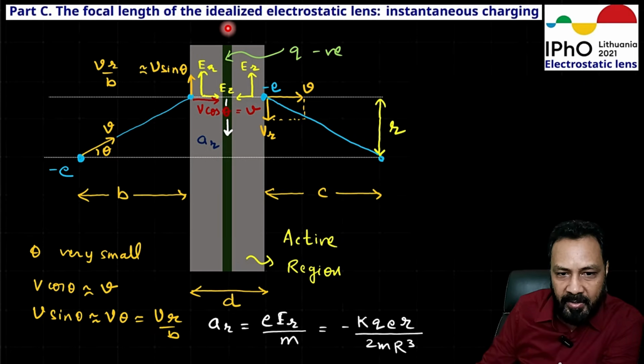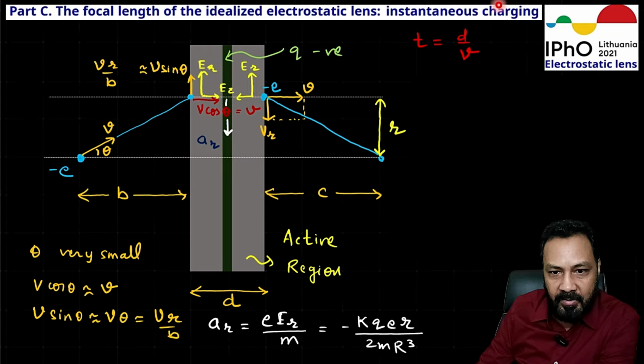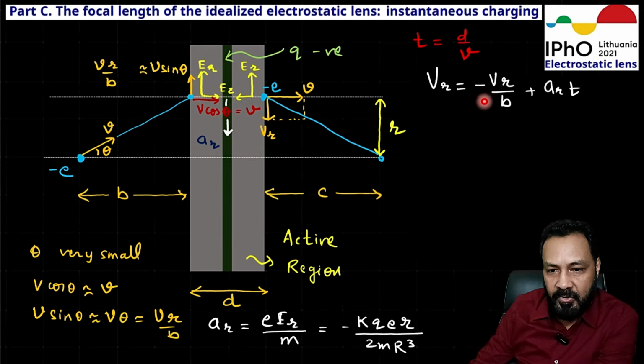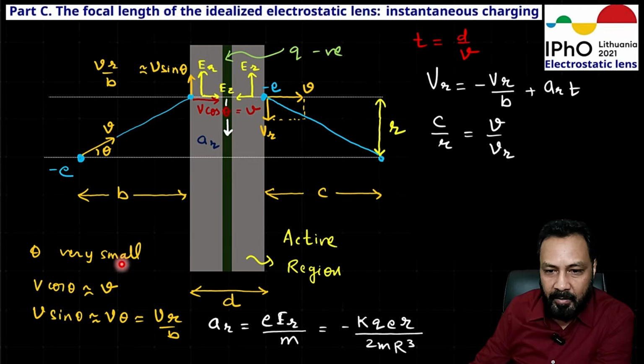In the same way, the time to cross this active region is d by v. In this time this acceleration will make a change in velocity. So again apply v is equal to u plus at. This direction is positive, so this velocity would be negative. So vr is equal to, that is u is minus vr by b, plus ar into t, and we'll put the value of ar and t here.